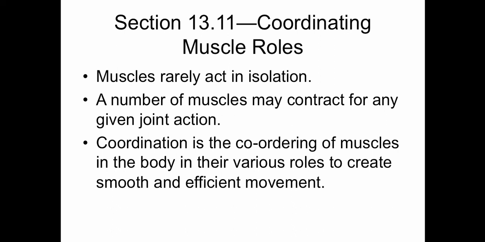Coordinating muscle roles. Muscles rarely act in isolation. A number of muscles may contract for any given joint action. And coordination is the co-ordering of muscles in the body in their various roles to create smooth and efficient movement. It takes humans so long to become coordinated because coordination of multiple movements and contractions is enormously complex. The more complex, as in athletics or dance, the longer it takes to achieve proficiency and economy of movement.